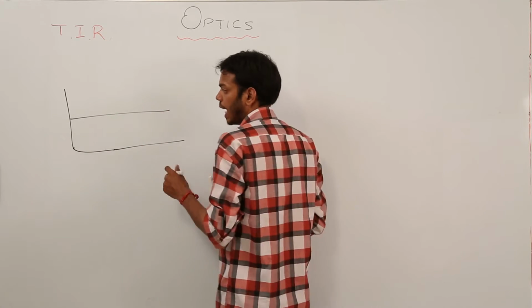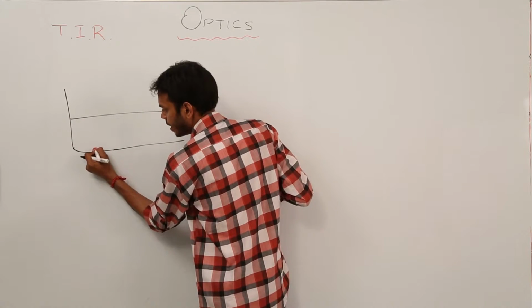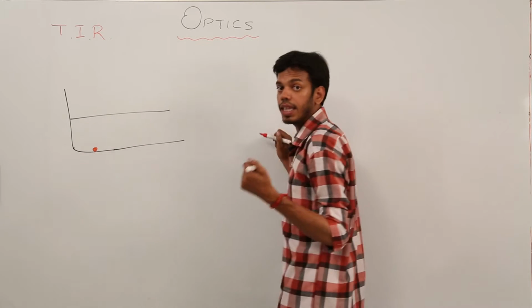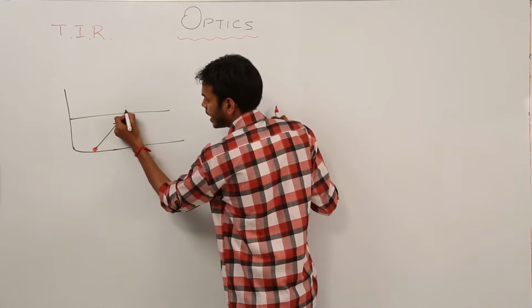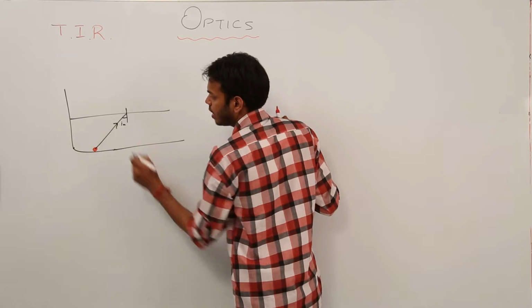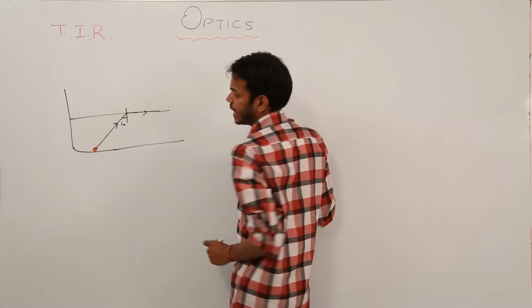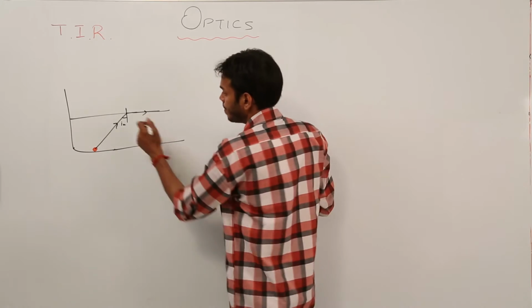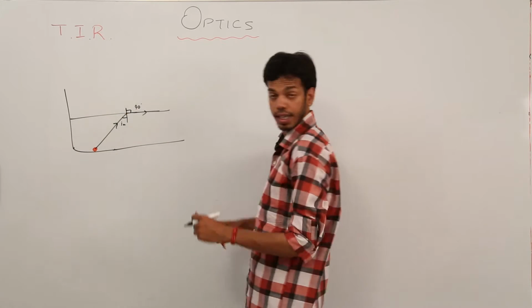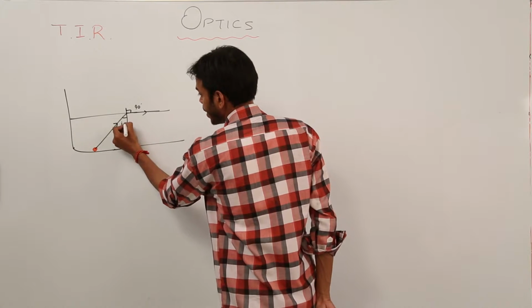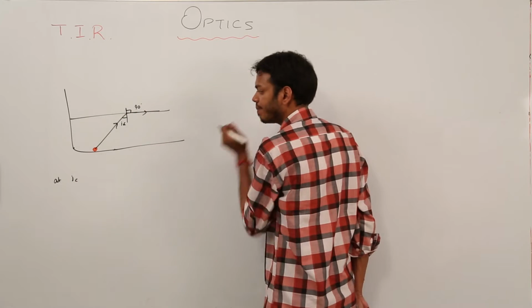I'll show you two things. First of all, I'm marking my object here. I'm taking the incident ray which is incident at the critical angle. So what will happen? The refracted ray will go along the surface, not the normal, along the surface. So this angle, which is actually the angle of refraction, is 90 degrees, right?